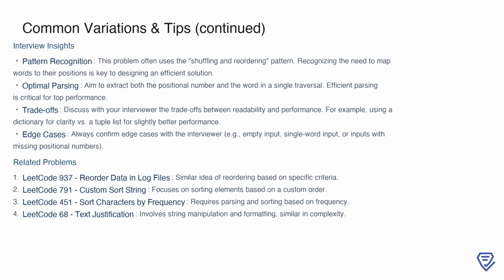Additionally, be prepared to discuss trade-offs with your interviewer. For example, using a dictionary can make the code more readable, while a list of tuples might slightly improve performance. Finally, always clarify edge cases with your interviewer. Ask about scenarios like empty strings, single-word inputs, or inputs where the numbers are missing. This shows that you're thorough and can anticipate potential pitfalls. If you want more practice, related problems like LeetCode 937, 791, 451, and 68 also involve reordering or string manipulation, making them great for sharpening similar skills.